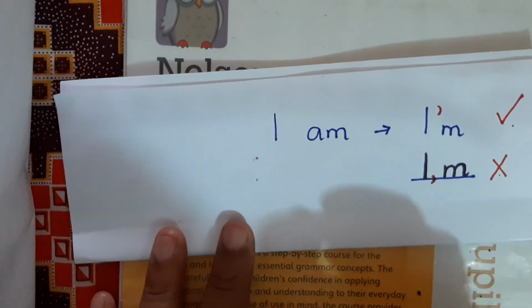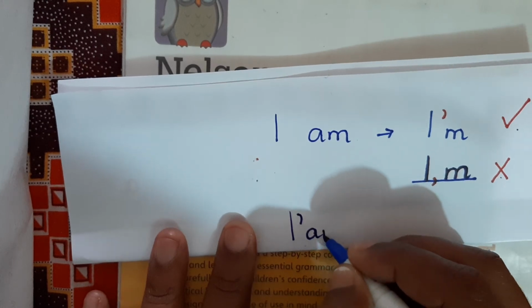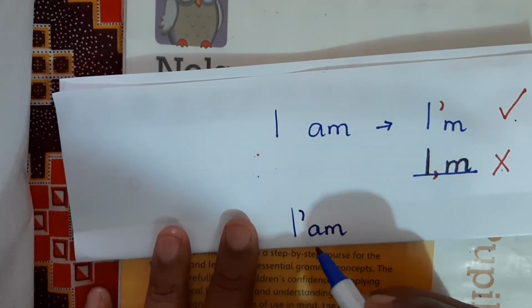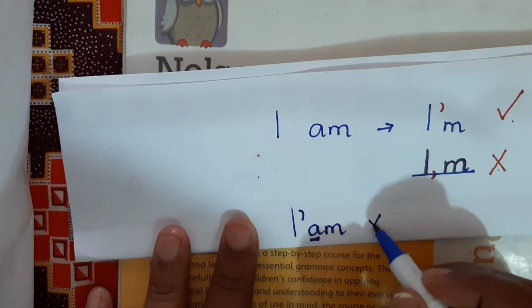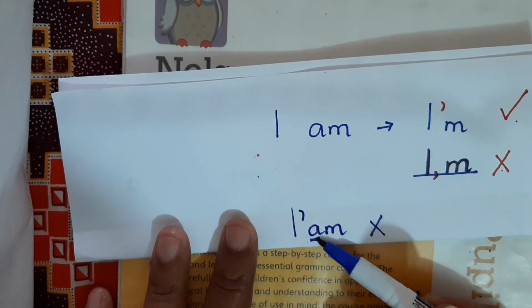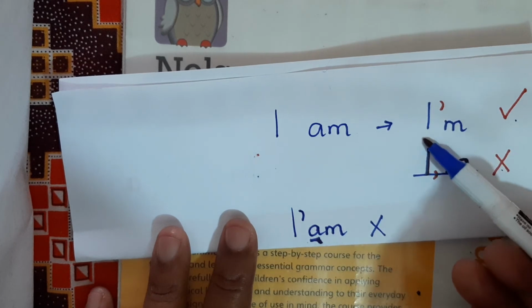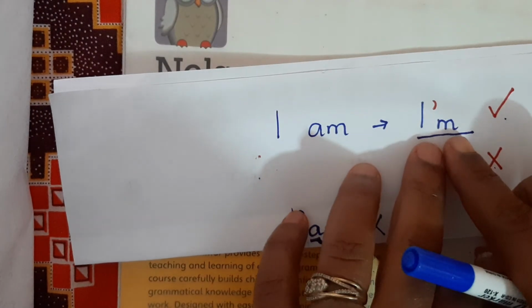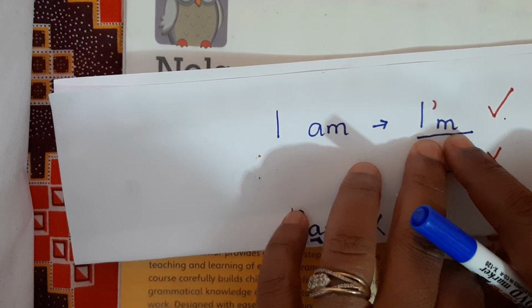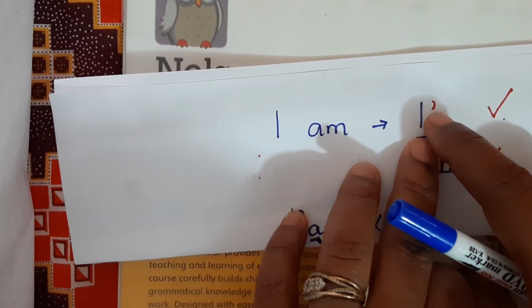We don't write like this. We don't put an apostrophe and continue to put the a. This also is a wrong expression. So when we put the apostrophe, we don't put the a. In this case of I am, it becomes I'm. I'm going to school today. So that is our contraction with our apostrophe floating in the air.